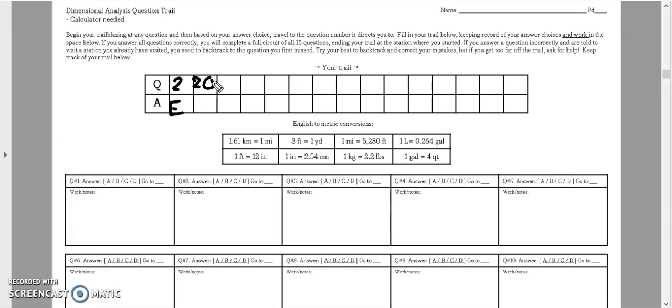If you make a mistake, you need to backtrack to the question you first missed, and that's stated here. If you make a mistake, it's best to backtrack and correct your mistakes. But if you're too far off the trail, just ask for help. Please do not restart.